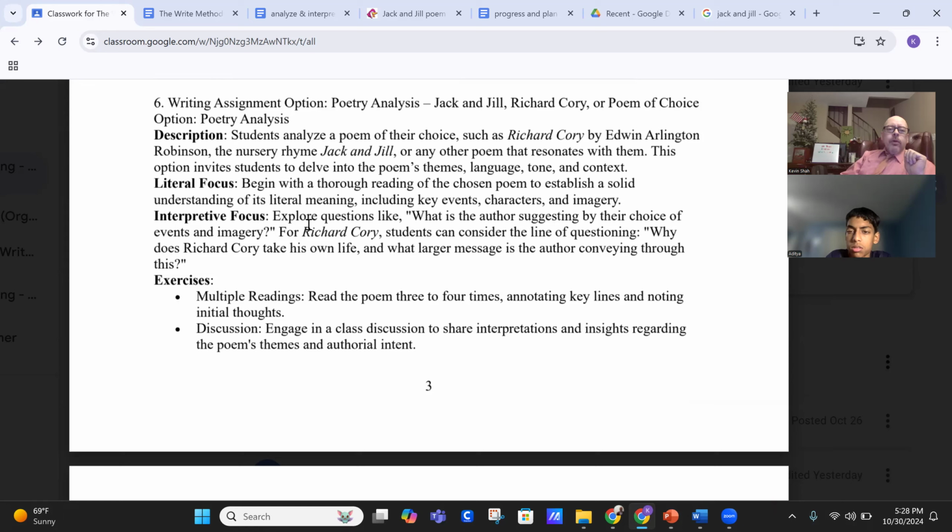On the literal focus, we might ask, or even interpretive, why did he take his own life? Because in this poem, he takes his own life. But a deeper question, and really what I would suggest is, beyond that, what larger message is the author conveying through this?